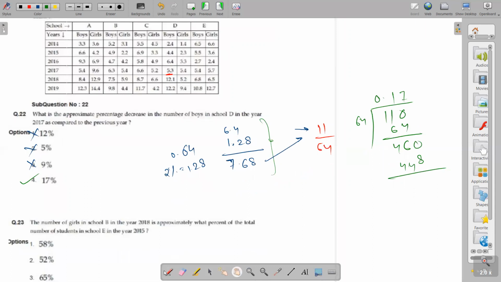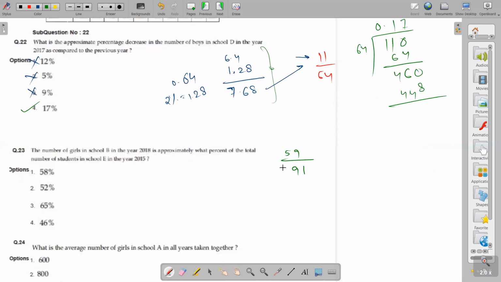The number of girls in school B in the year 2018. School B 2018, 59. I'm taking 5.9 as 59. What percentage of the total number of students in school E in 2015? 2015 total number of students 55 plus 36, 191. We have to find a percentage. 10% is 9.1. 60% will be multiplied by 6. 6 9s are 54, 54.6. We have to reach 59. So the answer will be more than 60%. Only one option is there, 65. The rest all are eliminated.